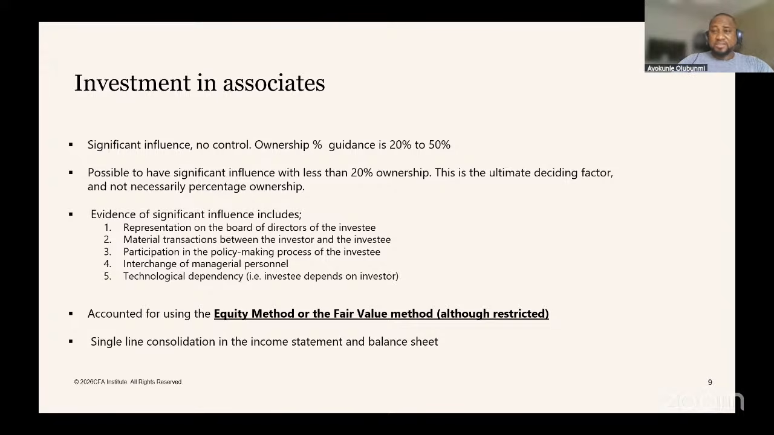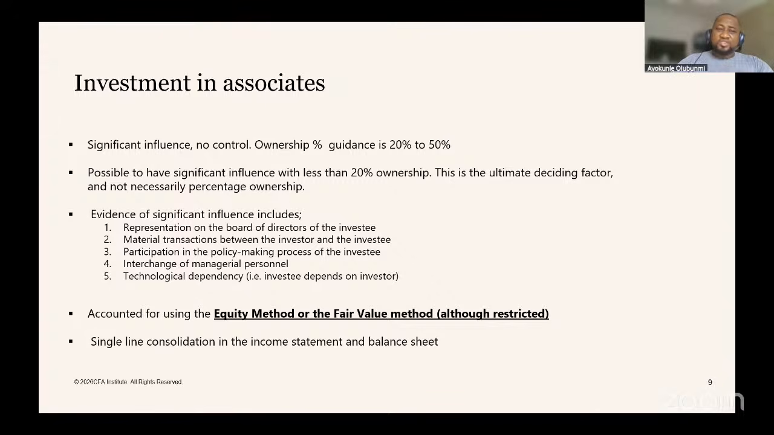Now, there are some other things that can reflect significant influence, even when your percentage ownership is less than 20%. Let's look at some of them. For instance, if you are represented on the board of directors, it means that for every important decision, the board will be consulted, and indirectly you have your say in those decisions. So that gives you significant influence. And then when you have material transactions between the investor and the investee company, those material transactions can also show you a bit of significant influence, particularly if those transactions are not at arm's length, when some concessions are actually even given.